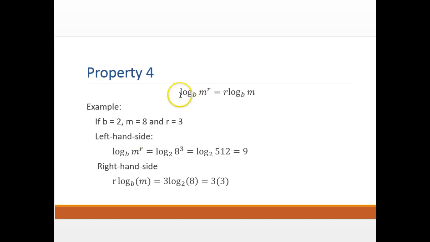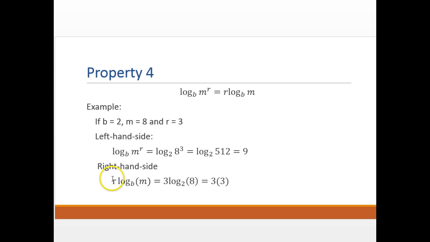I have another rule that says log base b of m to the r equals r times log base b of m. In other words, if I have an exponent inside my log, I can bring the exponent out front. So again, if I use b is 2, m is 8, r is 3, we'll look at the left-hand side. Log base b of m to the r is log base b of 8 cubed. And the base b is 2, so log base 2 of 512, again 512 is 2 to the 9th. So my answer is just 9.